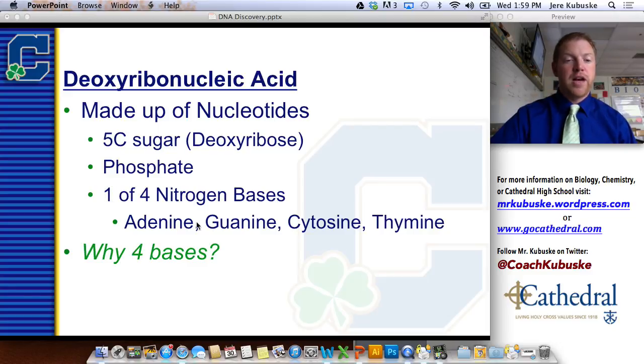So it could be sugar, phosphate, and adenine; sugar, phosphate, and guanine; sugar, phosphate, cytosine; sugar, phosphate, thymine. But 1 of the 4 was added to it. So that group of 3 is known as a nucleotide. That's very important. You may want to put a star next to that or something. Okay? But it's made up of sugar, phosphate, and base, SPB.